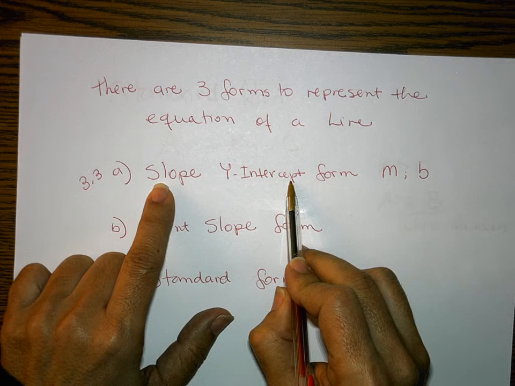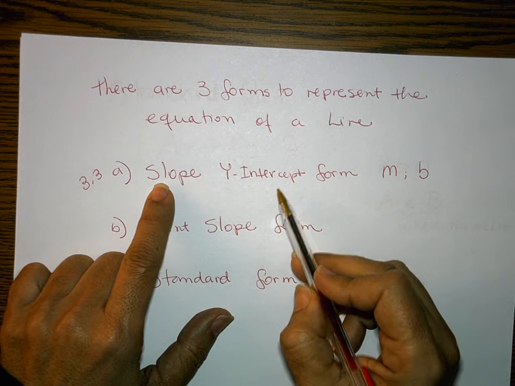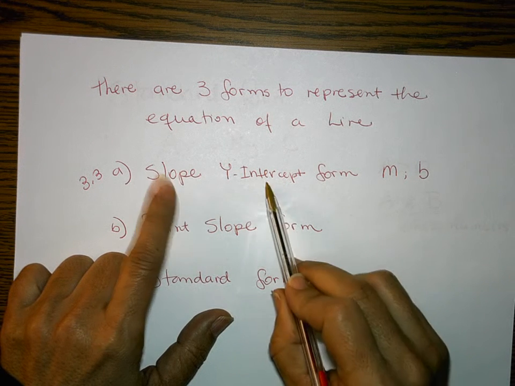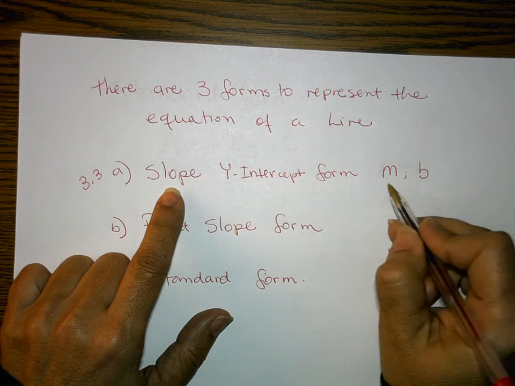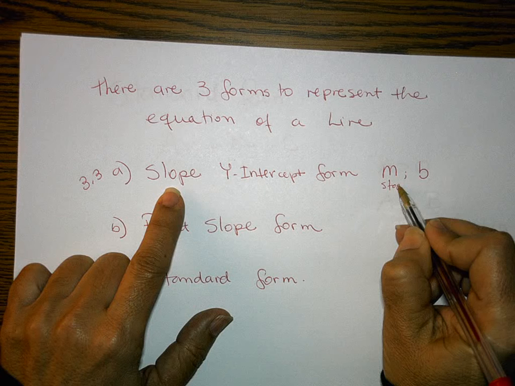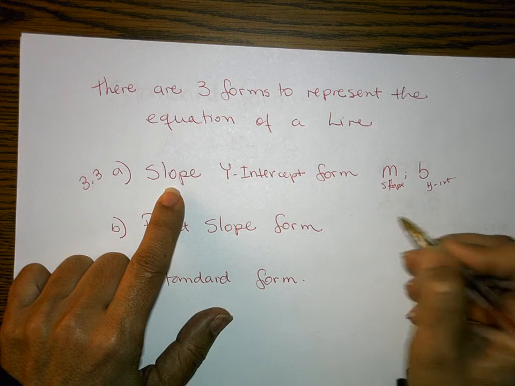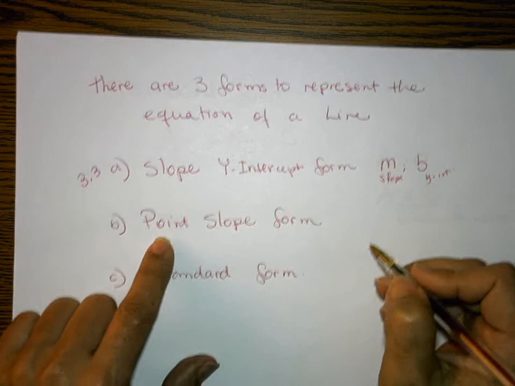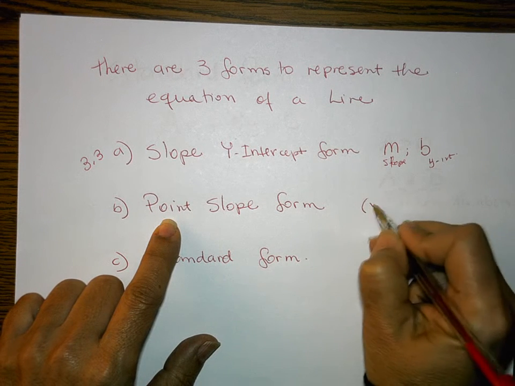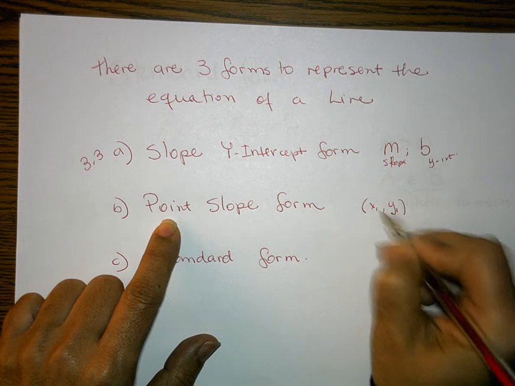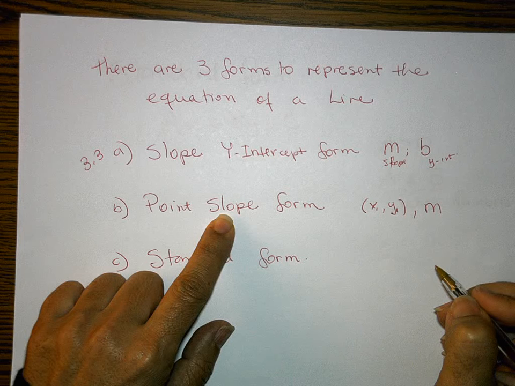You have to decide what form is best to use, and sometimes on the test they force you to use a certain form. But you need to recognize what you need: for slope-intercept form, I need the slope and the y-intercept. Here it says point-slope form, so we need a point, x1 comma y1, and obviously we need the m, which is the slope.